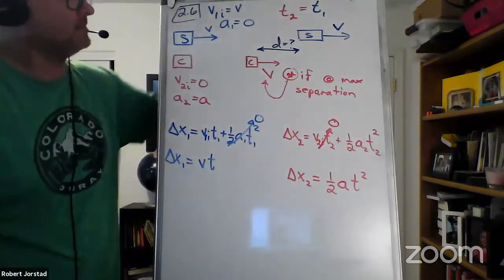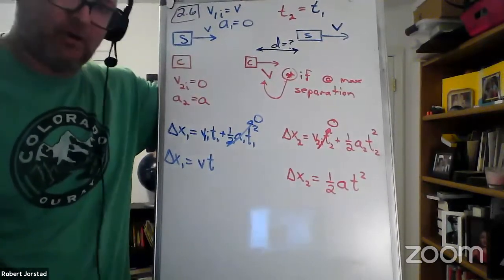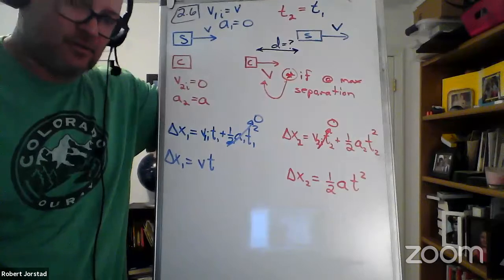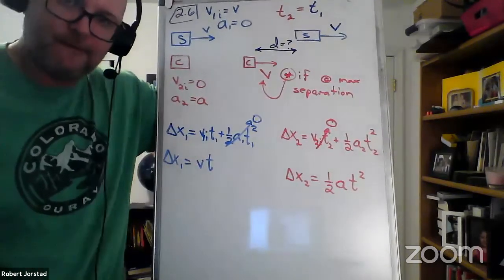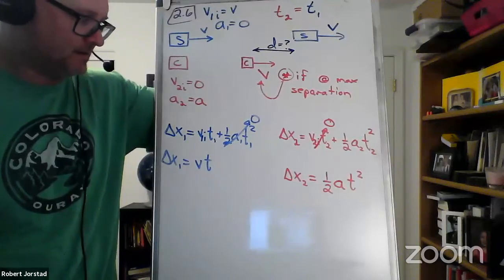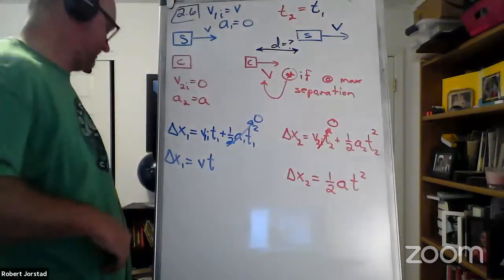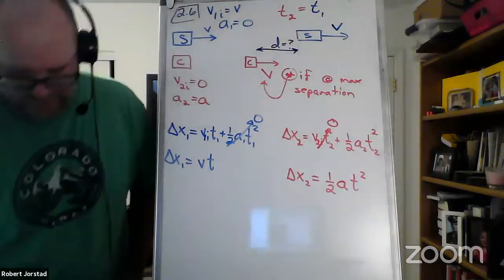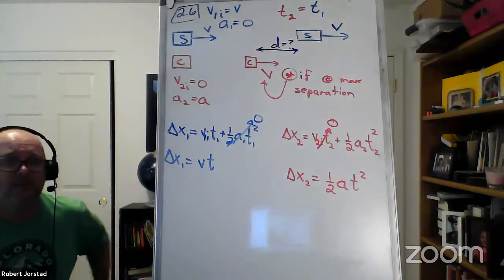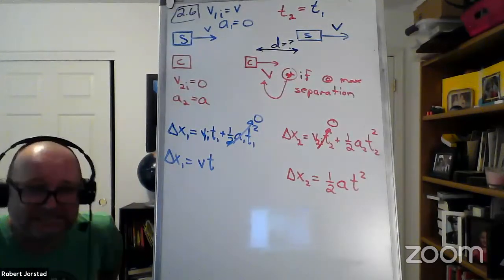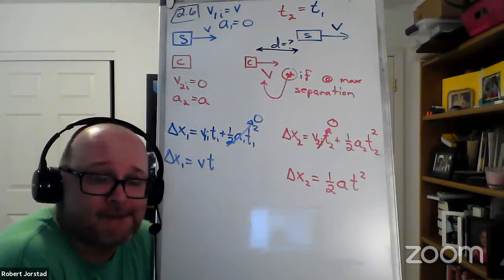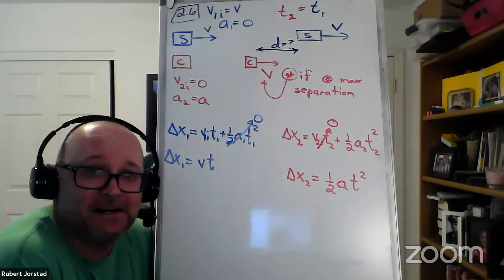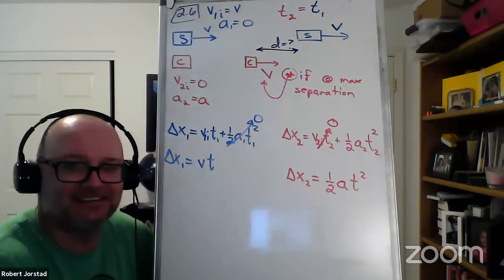All right. So at this point, which of these are we trying to find? Are we trying to find X2 or X1? Which one's more important? Or what are we trying to do?